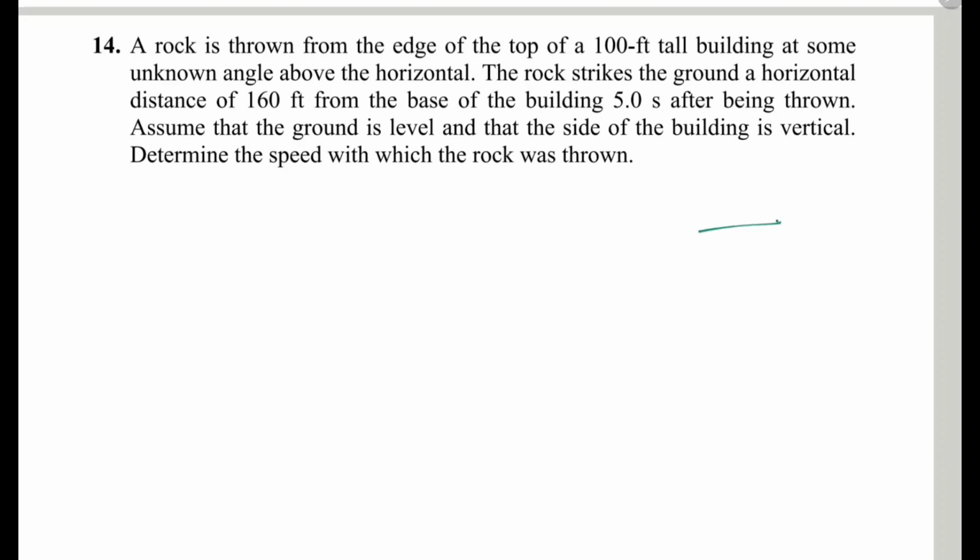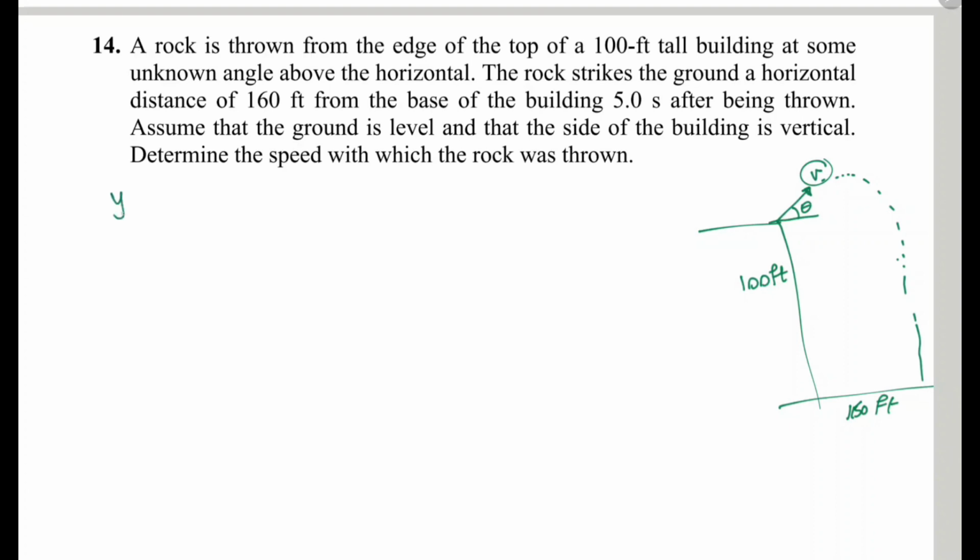So the situation is as this one here. The ball is thrown with unknown angle, this theta right here, and this is v, that's what we are missing. And after 5 seconds, it strikes the ground 160 foot, and the height of this building is 100 foot. We need to find this v.